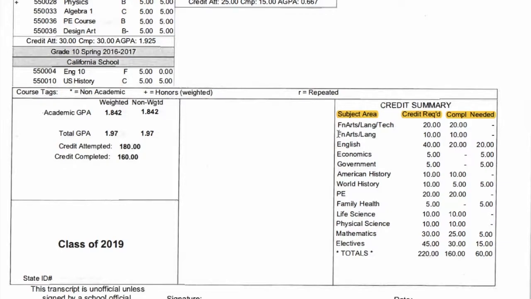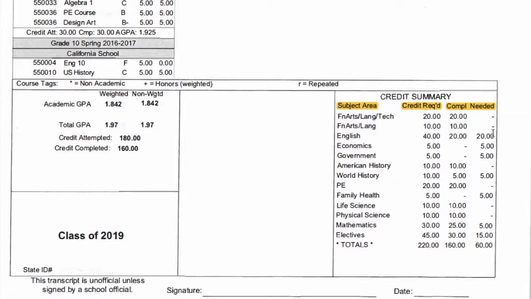For some reason, a lot of schools do kind of repeat the fine arts and language and then have it separated out with the tech. So I can't explain why they do that, but you can see right here that 10 are required, 10 were completed, and now 0 are needed for the student to graduate in terms of those subject areas. Most schools do require 40 credits in English. So I want to ask you a question. How many years of English will that usually mean for you?